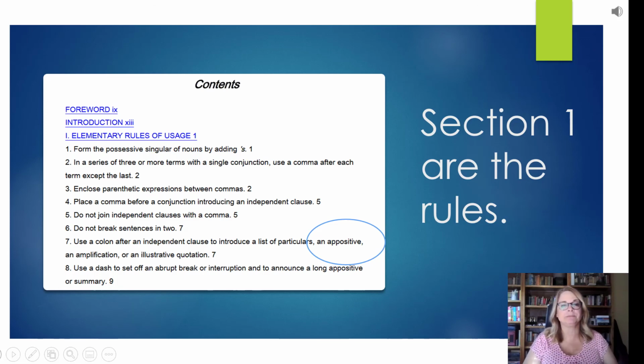Let's look at number 7. Use a colon after an independent clause that introduces a list of particulars, an appositive, an amplification, or an illustrative quotation. Well, I'm pretty sure that most of you don't know what an appositive is, but you may also not know what particulars are, or amplification, or an illustrative quotation. Or you may think you know, but you're not really positive. Take the time and learn the vocabulary. That's really important because it's hard to master these rules if you don't know that.